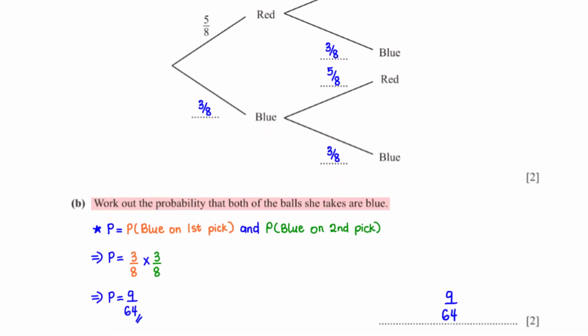Work out the probability that both of the balls she takes are blue. This probability is equal to the probability that she picks a blue ball on the first pick and picks a blue ball on the second pick. The probability that she picks a blue ball on the first pick is 3 over 8. The probability that she picks a blue ball on the second pick is 3 over 8. The "and" becomes times. This gives us 9 over 64.